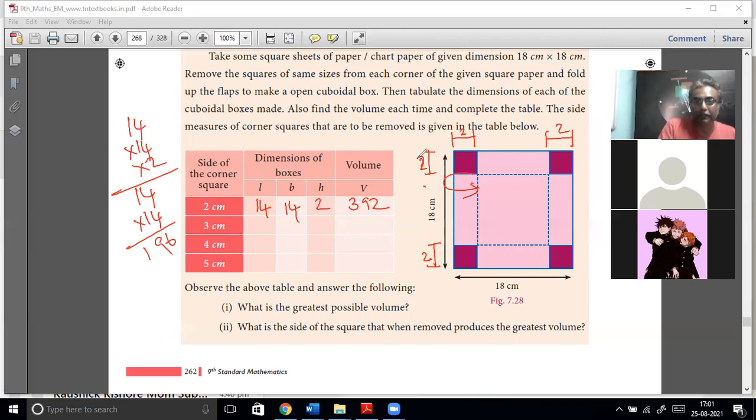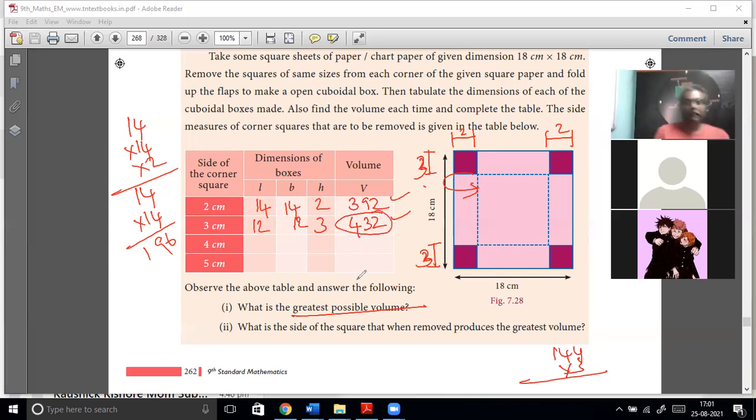Like that you do, no? Make it 3 centimeters. Then you make it 3 centimeter, height will be 3 centimeter. This will become 12 and 12. Then you find 12 into 12, 144 into 3, will be 432. Then he's asking, what is the greatest possible volume? 392, 432. Then you get the other two also, and you will find which is the greatest possible volume. After that, finish that exercise.